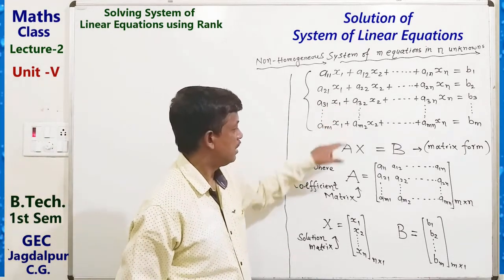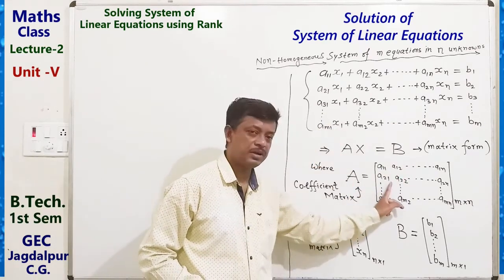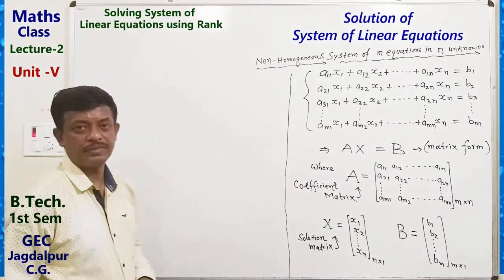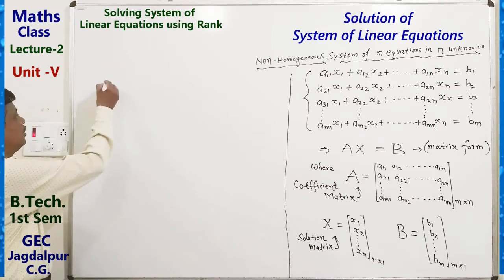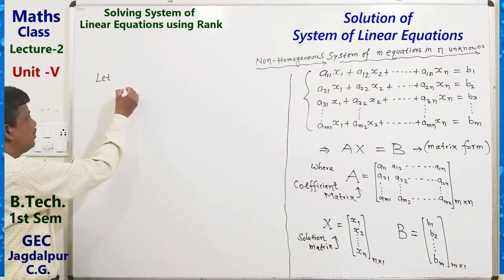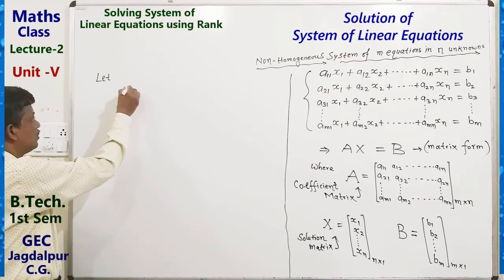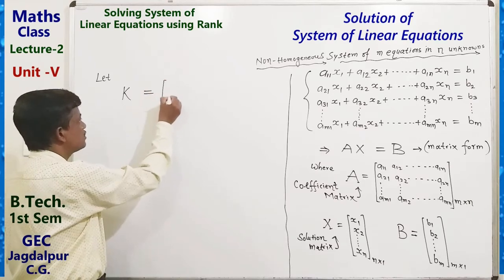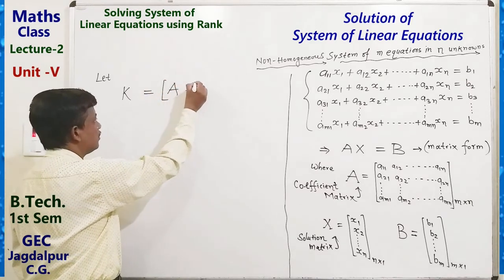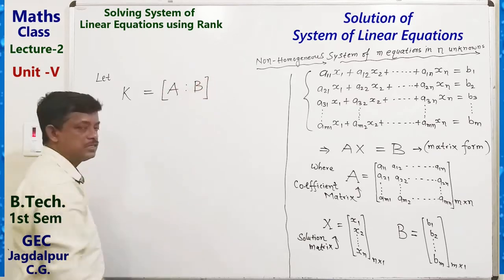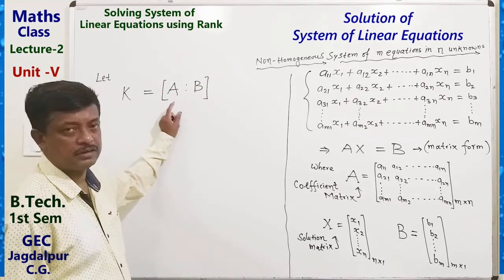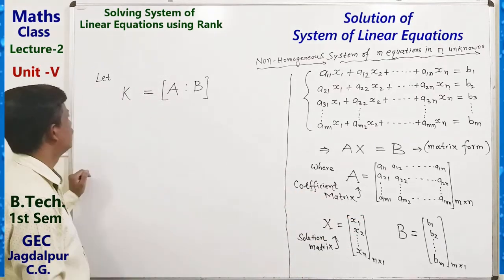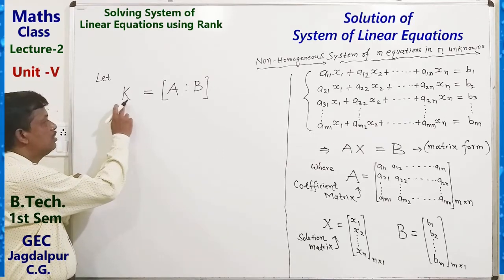Now, for using rank to find the solution of this type of system, first of all we write the system of equations in matrix form, where A is the coefficient matrix, X is the solution matrix, and B is the right hand side matrix. And we prepare a new matrix. Suppose K is equal to matrix A, matrix B, that is, the coefficient matrix and matrix B written side by side. Just let it be K. Then this is called the augmented matrix.